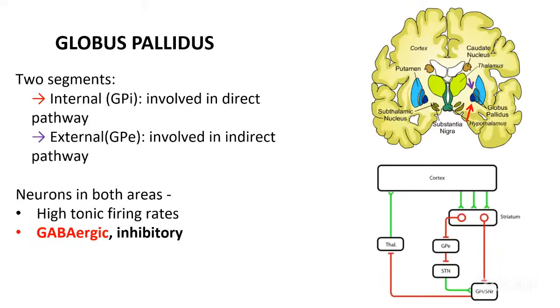Now coming to the globus pallidus. It is made up of two parts, interna and externa. Interna has involvement in the direct and also in the indirect pathway, and externa has involvement only in the indirect pathway. The neurons have high tonic firing rates and are GABAergic, that is, inhibitory, in the globus pallidus.